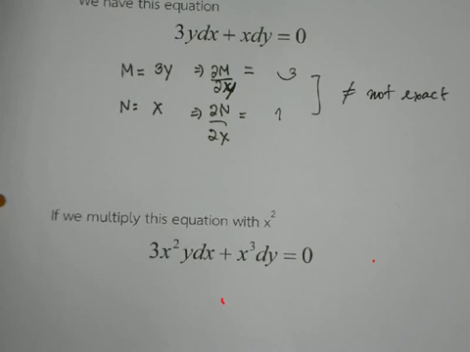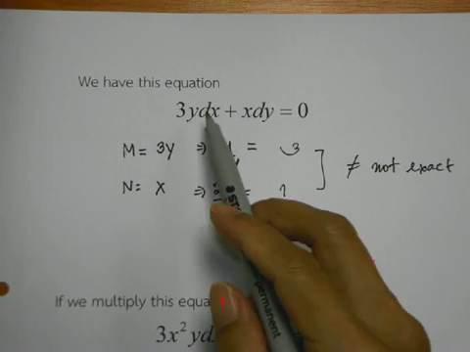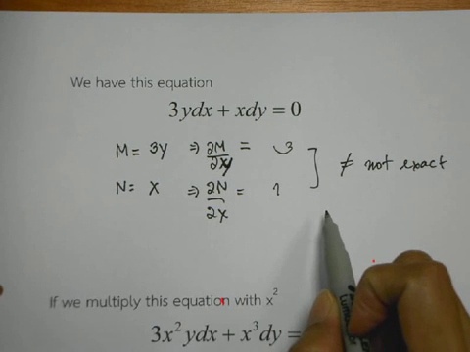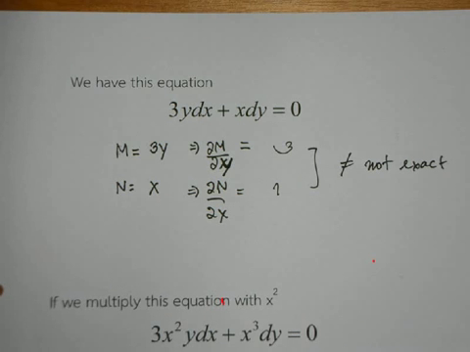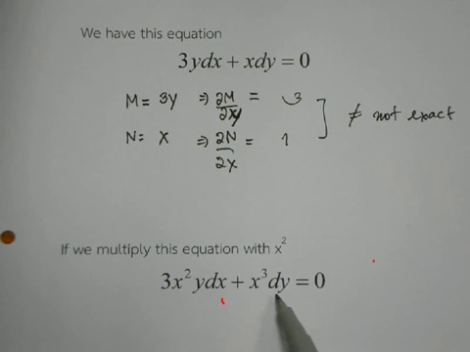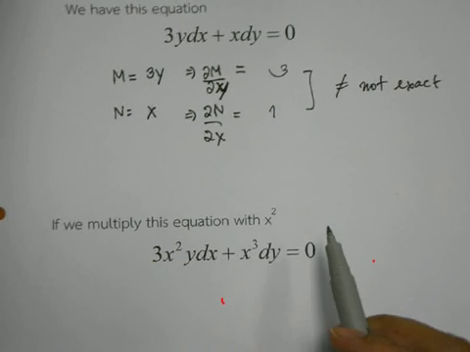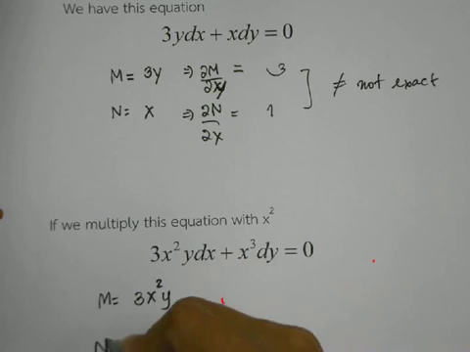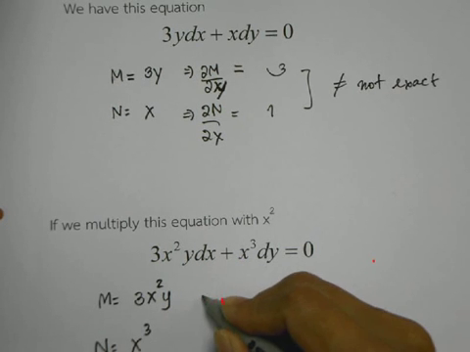Right? Because at the beginning I have this equation, and then I check whether it's exact. The result ends up being that it's not an exact equation. And then I said, what if I multiply this equation by x squared? So I just put x squared there, and then I'll check again whether it is exact or not. M is equal to 3x squared y and N is equal to x to the power 3.